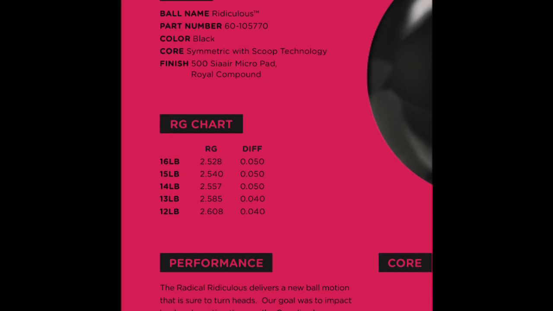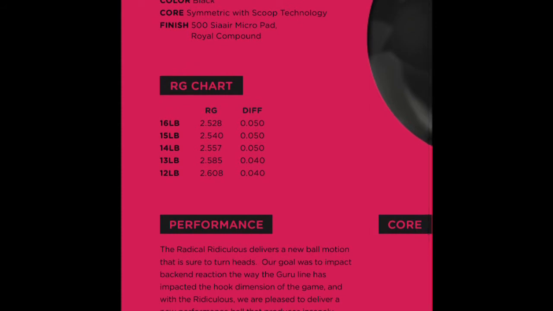You can see up top, they don't say what cover it has on it, but pretty safe to say that this is a solid cover. They also made a Ridiculous Pearl, and at this point in the game, I don't think they made a hybrid. So safe to say this looks solid. Also, I want you to make a mental note of the finish, the 500 pad and compound, because that is also going to be important to try to find a ball as close to this one as possible.